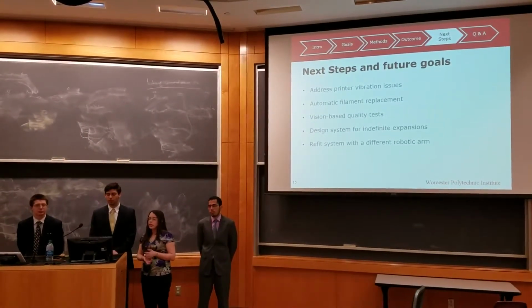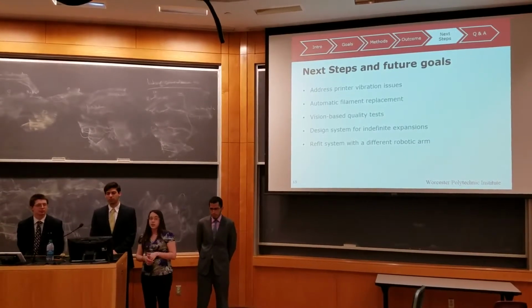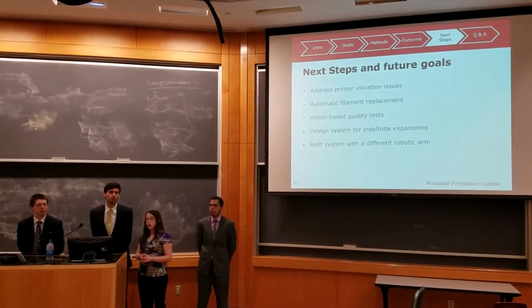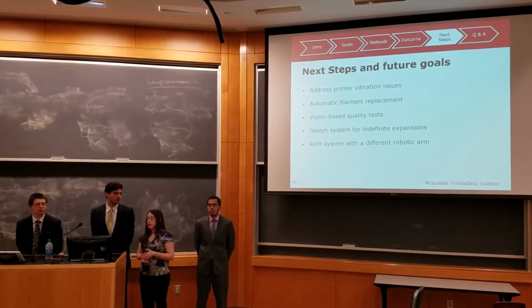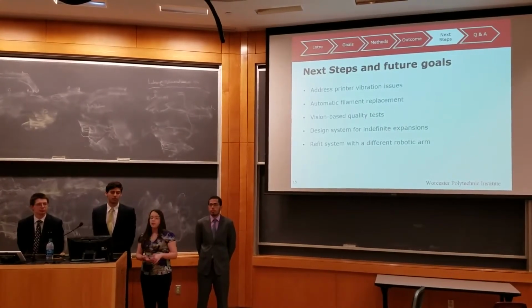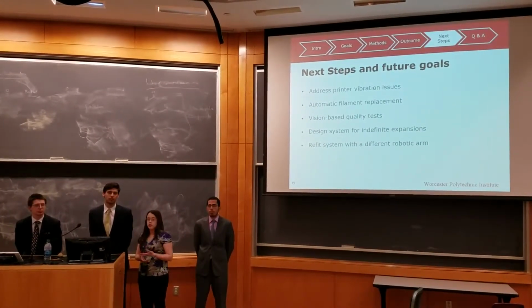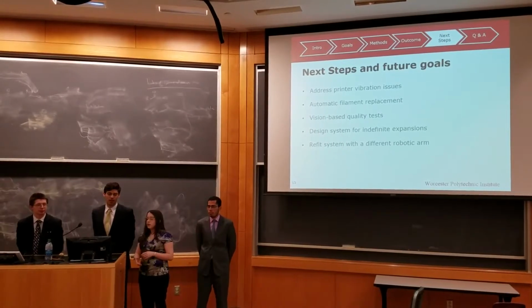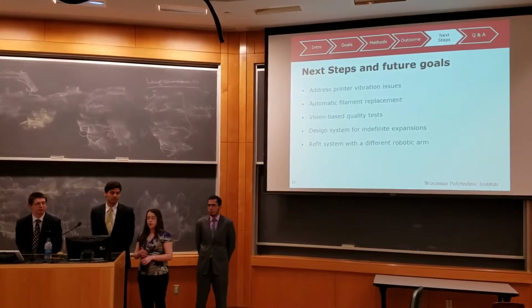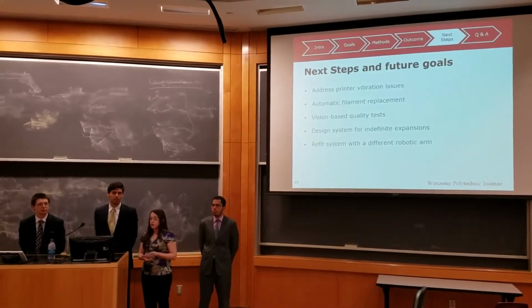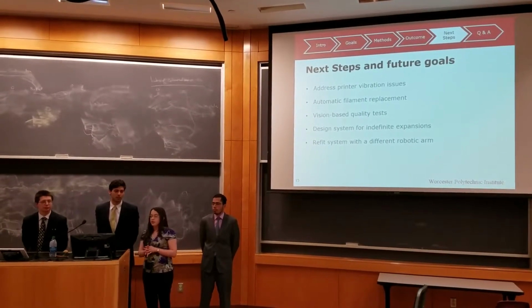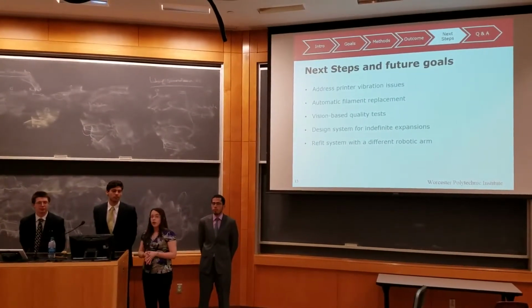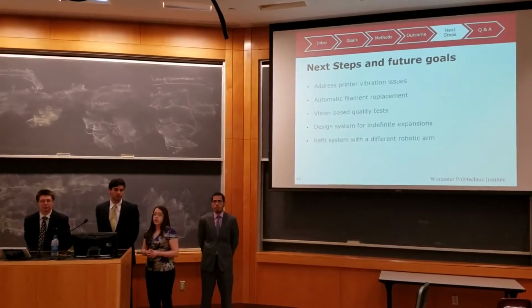We would also want to design a system for indefinite expansion. Right now we can only serve 3 printers. We would want to expand our system so that no matter how many printers you have, we would still be able to serve it. And we would also want to refit the system with a different robotic arm. The FANUC, while we could use it for our purposes, is fairly old. It doesn't have a lot of support anymore, and it is too expensive for educational settings.